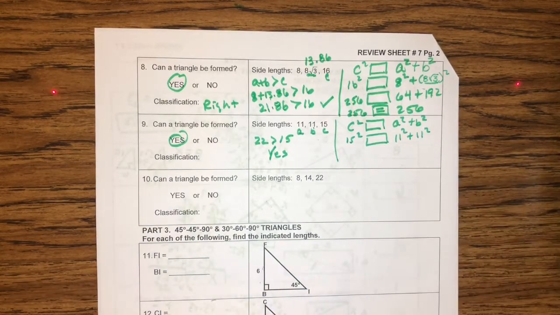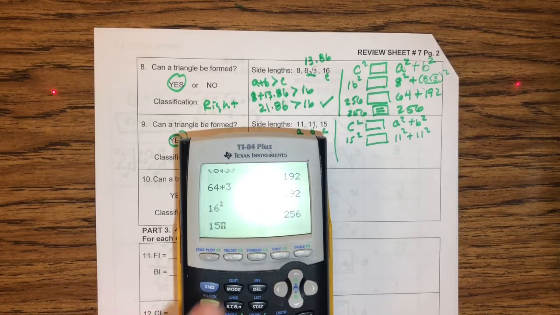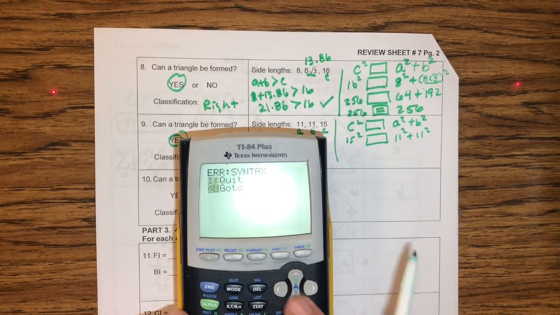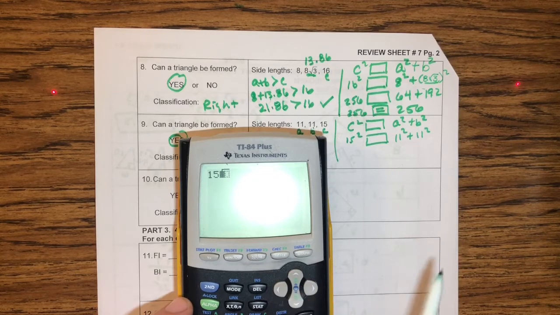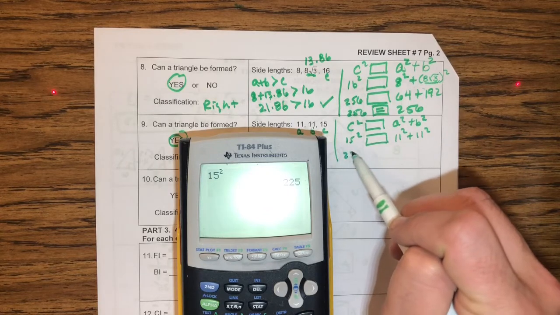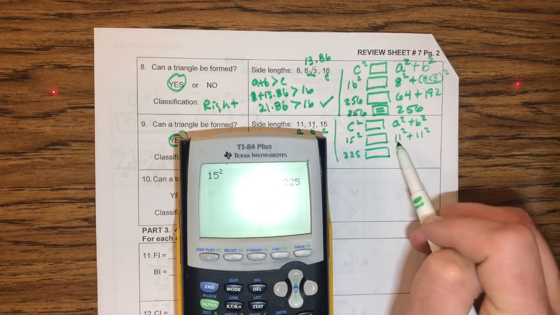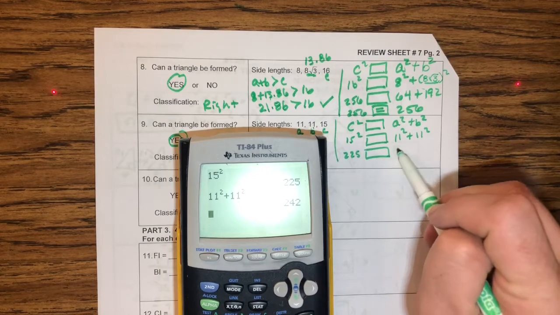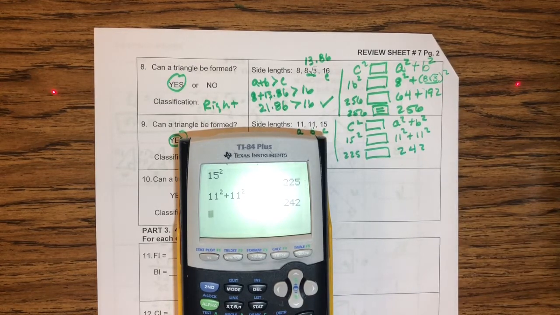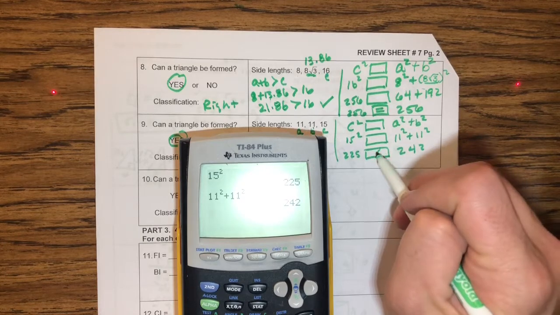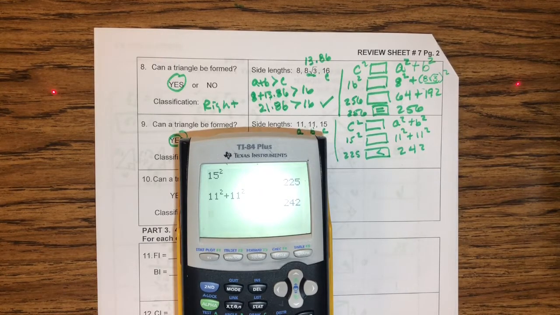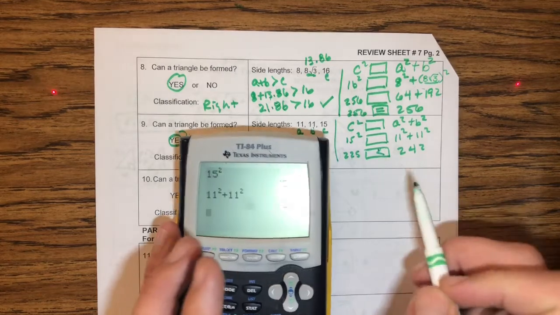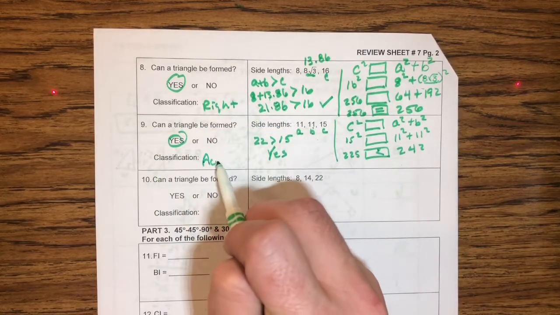All right, 15 squared, I can use my calculator. 15 squared. Oop, I messed up. 15 squared is 225, and I'm going to compare that. I'm going to just go ahead and type all of that in: 11 squared plus 11 squared. I'm going to take the lazy way here and get 242. Which one's bigger? 242 is. The alligator's eating the 242. That's a less than sign, and less than is acute.